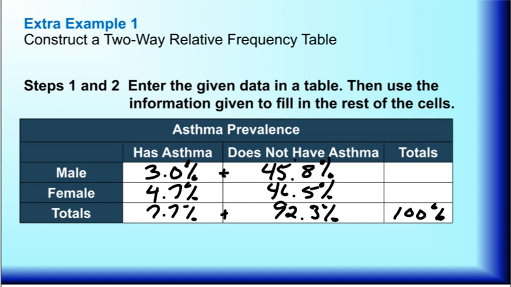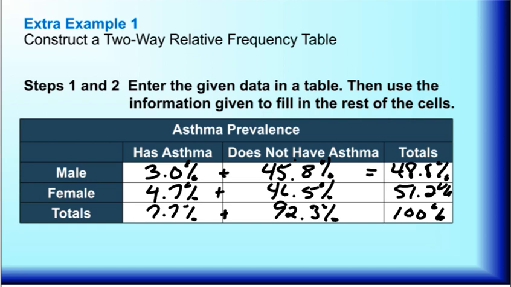So now if I add straight across to find the totals, this would give us 48.8%, and then 4.7 plus 46.5 will give us 51.2%.